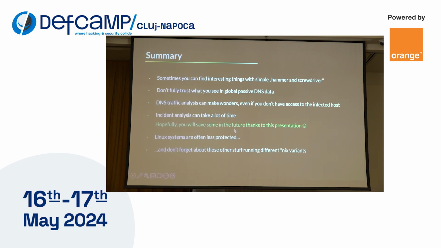There is also an observation here that sometimes people trust Linux, Unix systems too much. They think they are more secure, that they have security by design, so we need to remember that they shouldn't be less protected. And also we shouldn't forget about other stuff like NAS storages, CCTV cameras, and things like that, because they often use different Unix variants as well. And as you see, they can be used by the threat actor to easily come back, for example.